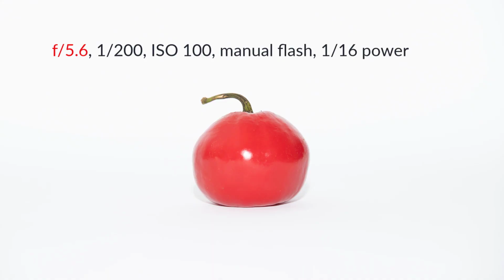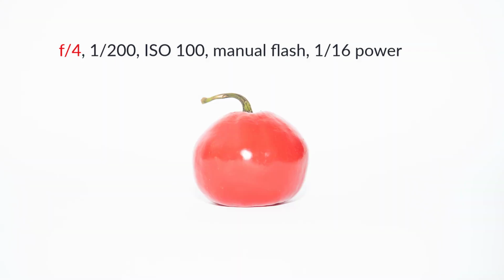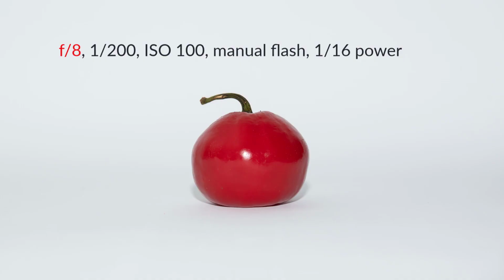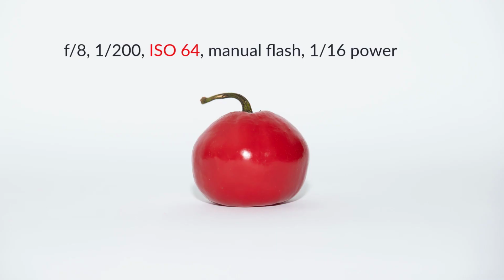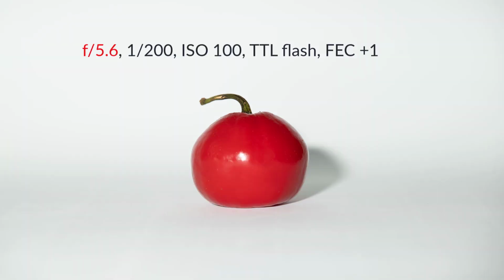So at f5.6 and 1/16 power manual flash, things are looking good. But if I change to f4, now all of a sudden I'm one stop overexposed. And if I go to f8, now I'm one stop underexposed because now 1/16 power isn't enough. It works the same way in ISO. I was at ISO 100, ISO 200 is overexposed, ISO 64, as low as my camera goes, is now underexposed.